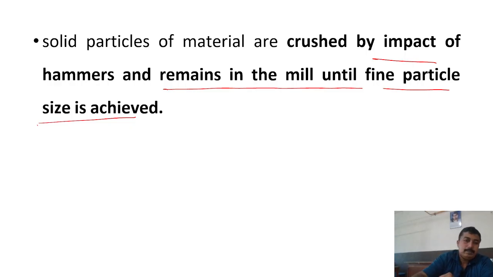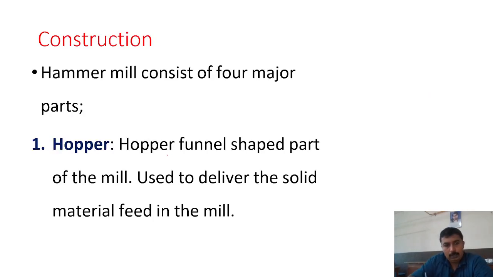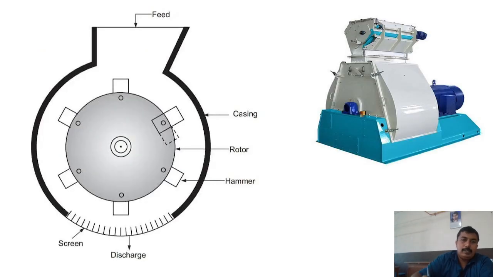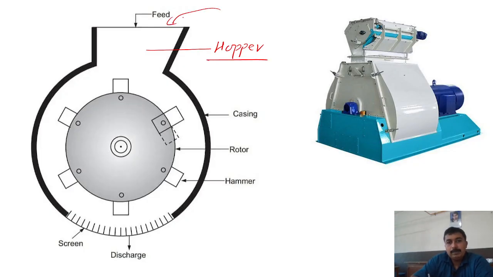Now let's see the construction of the hammer mill. Hammer mill consists of four major parts. The first part is the hopper. What is meant by hopper, we will discuss with the help of a diagram. So this is the hopper. Hopper is present at the top. What is the role of hopper? Hopper is useful to load the powder material in the hammer mill. So coarse powder material is loaded in the hammer mill with the help of the hopper.